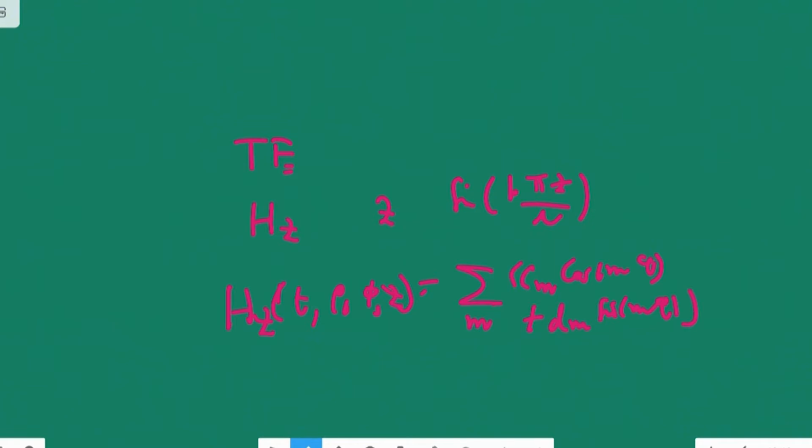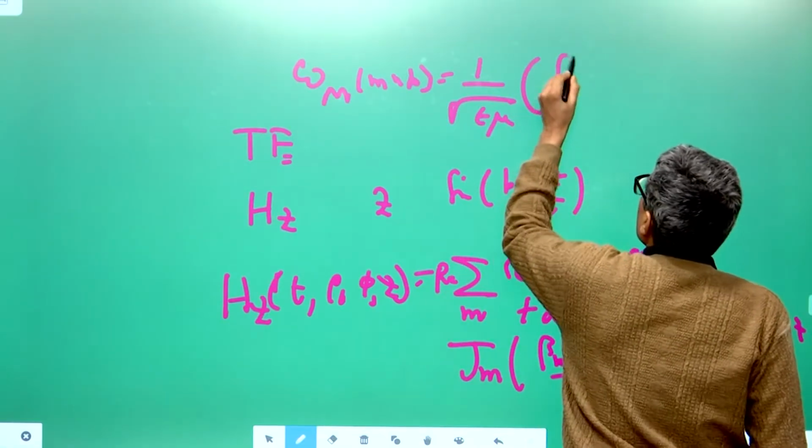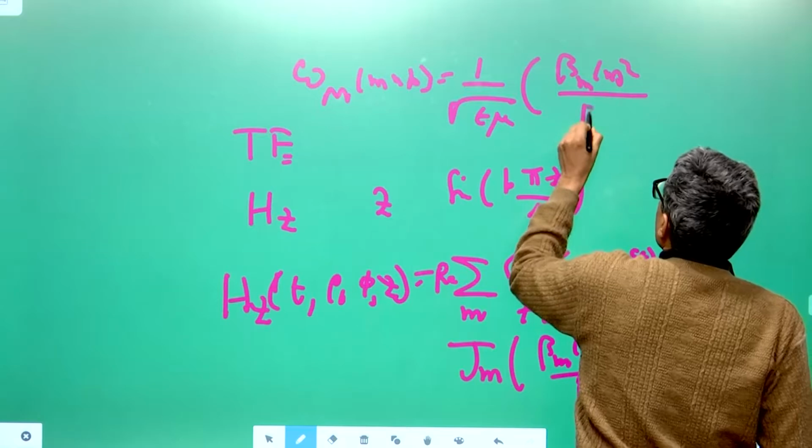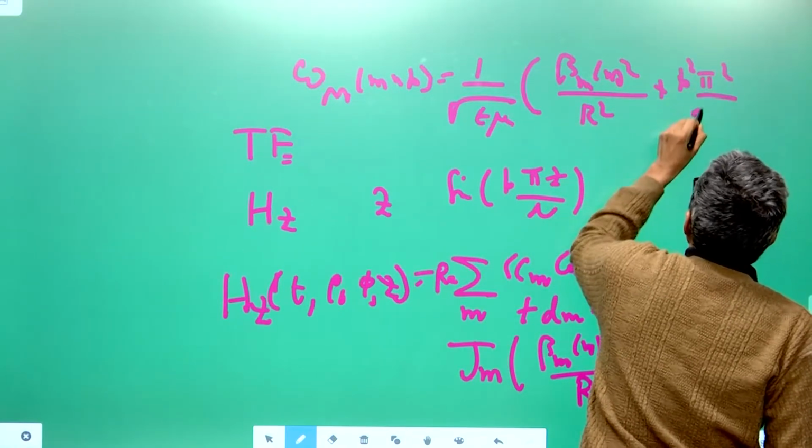multiplied by Jm. Since you are using Hz, the boundary condition on Hz is that dou Hz by dou rho should vanish at rho equal to r. So, this will be Jm of beta mn rho by r multiplied by e power j omega mnp t, this being the transverse electric mode. Then you put a real part of this where Cm and Dm can be complex numbers, and your omega mnp is nothing but 1 by root epsilon mu, the possible mode frequencies of oscillation. Here you will put beta mn square by r square plus p square pi square by d square, power half.